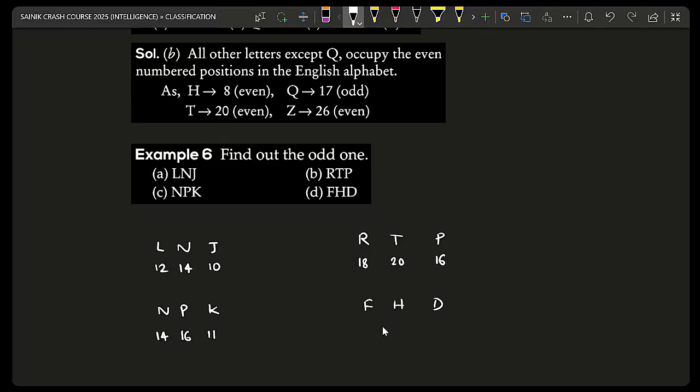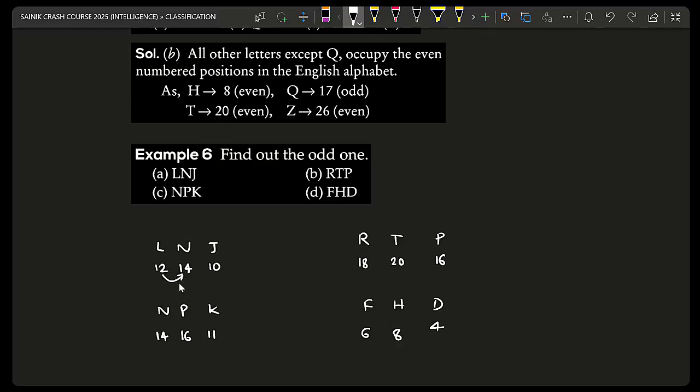And F is on 6, H is on 8, E is on 4. In all these numbers, NPK is different. So option C. Okay, you're getting the answer, but you can say the relation between them also.